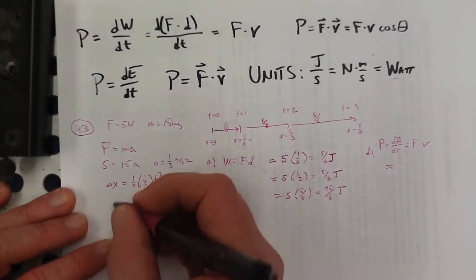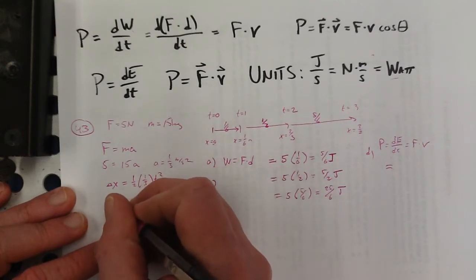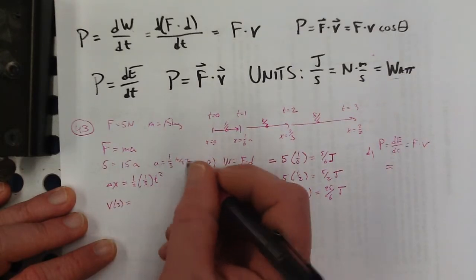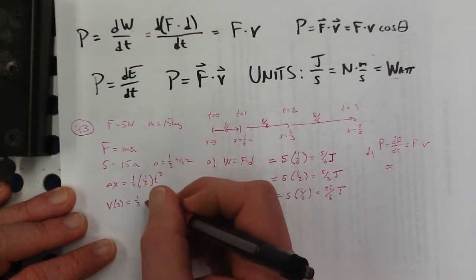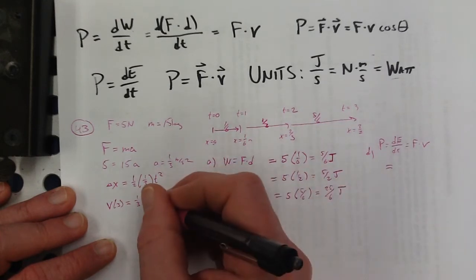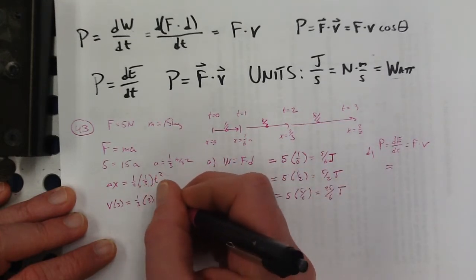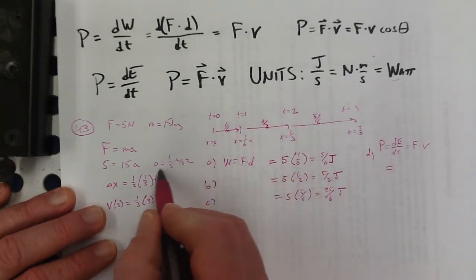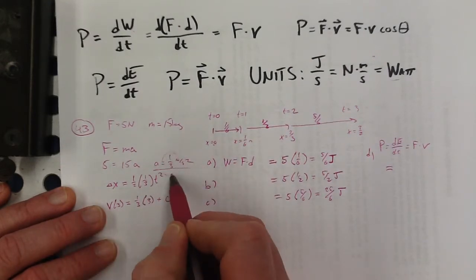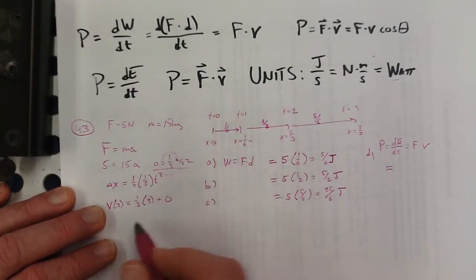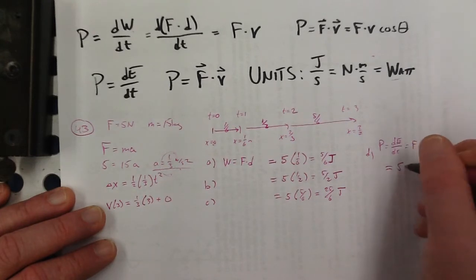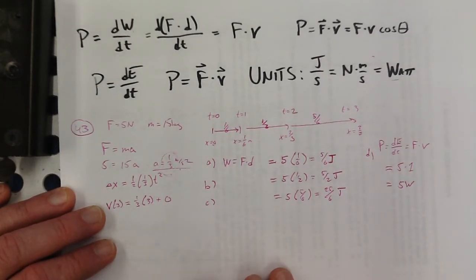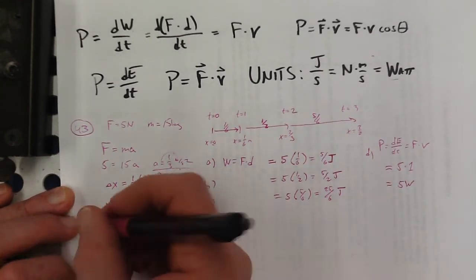So let's see how fast. My velocity at 3 seconds is equal to 1/3 of a meter per second squared times time plus the initial velocity, which is just 0. So the velocity at time 3 is 1, which should be obvious. If you start from rest and you're ticking up 1/3 of a meter per second every second that goes by, you're going to be at 1. So that's 5 times 1, which is 5 watts. And that's it.